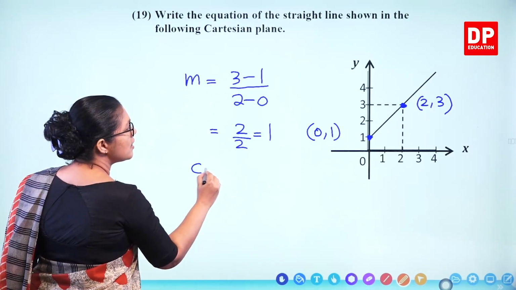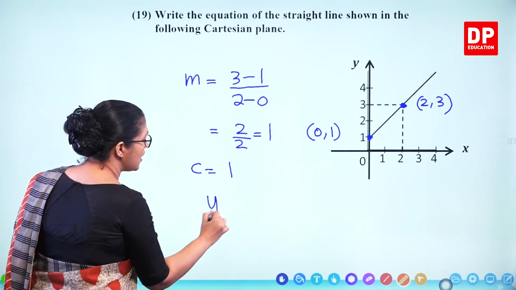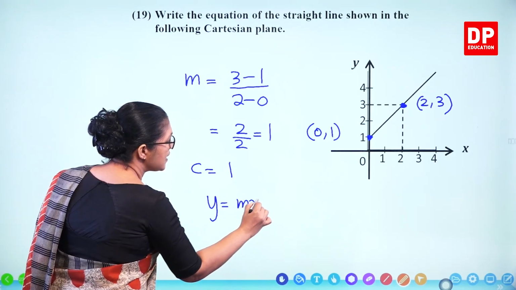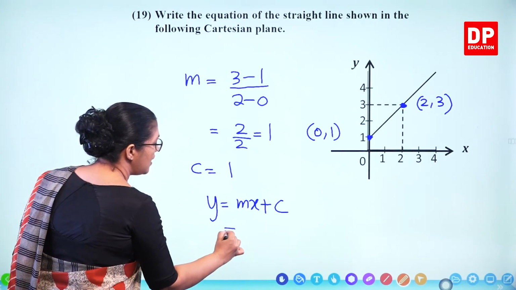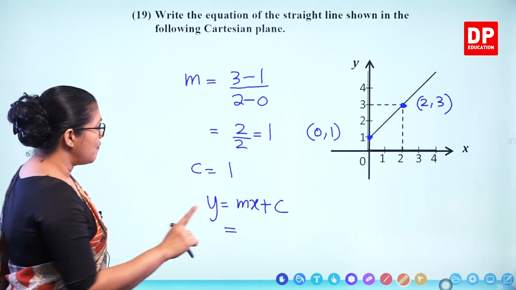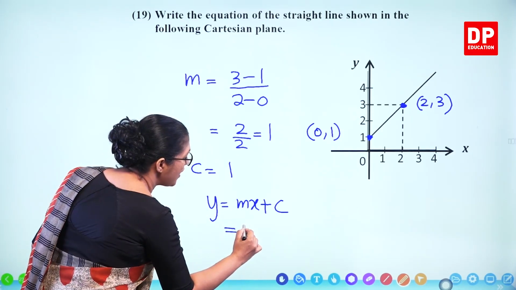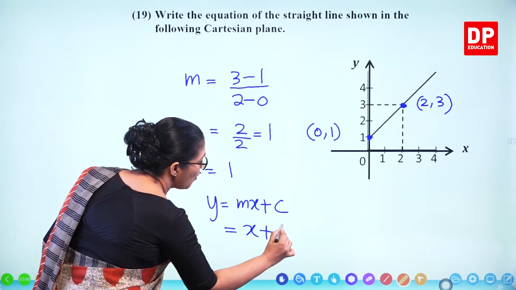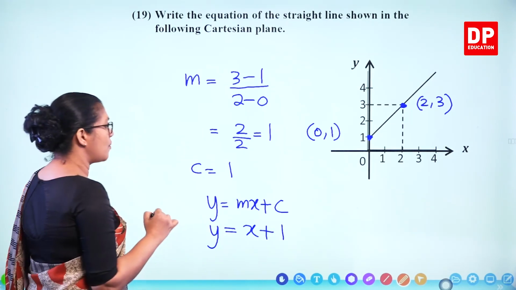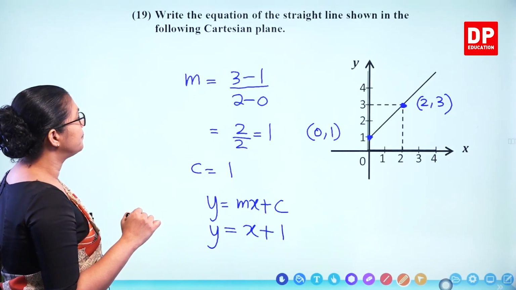And we know this is the y-intercept. So C equals 1. So what's the equation? Y equals mx plus c form is the general equation for a straight line. So m is 1. So 1x or x plus 1. So y equals x plus 1.